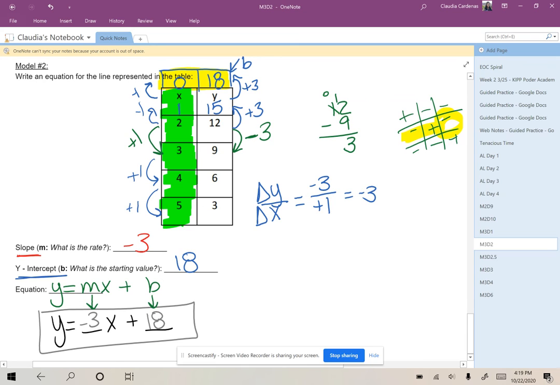Awesome. So now that we've tried a couple of tables, one had a constant given in the table and the other one was missing the constant, I want us to try out some practice problems on our own.